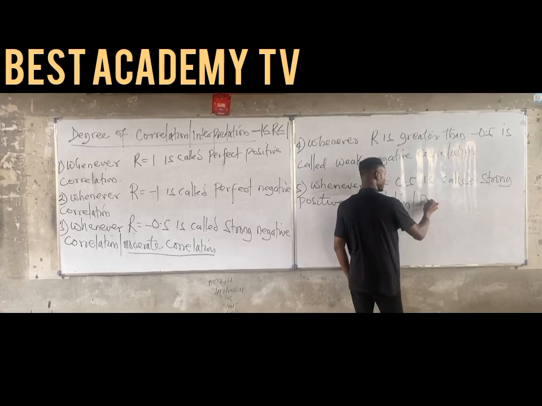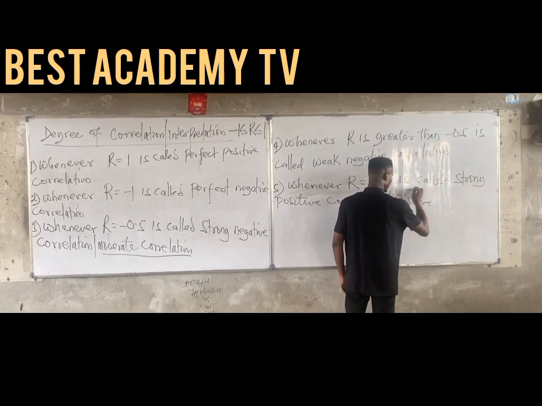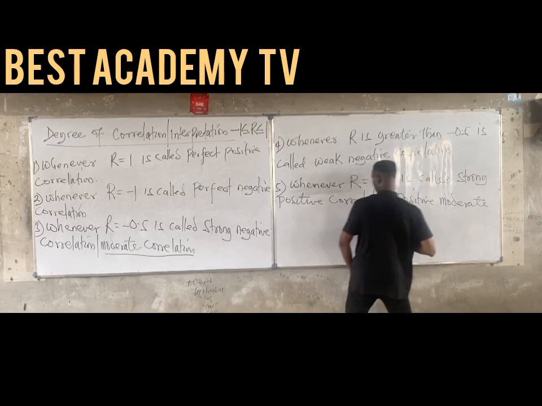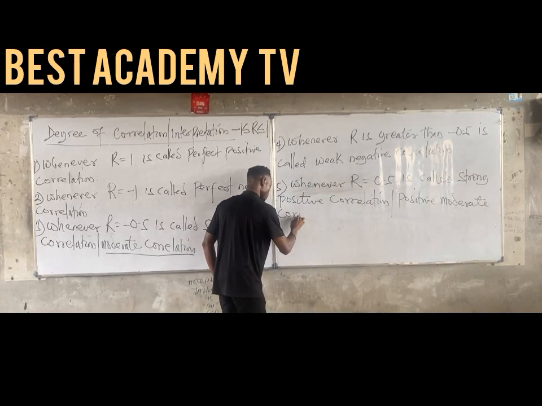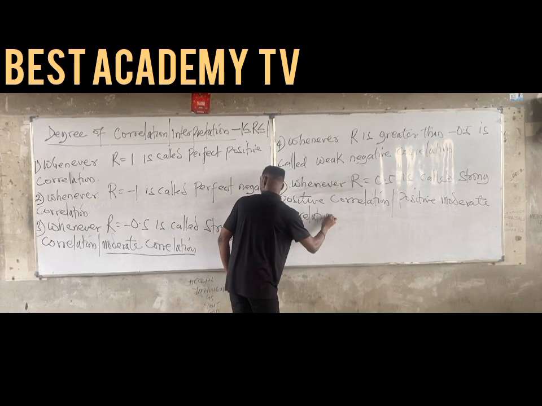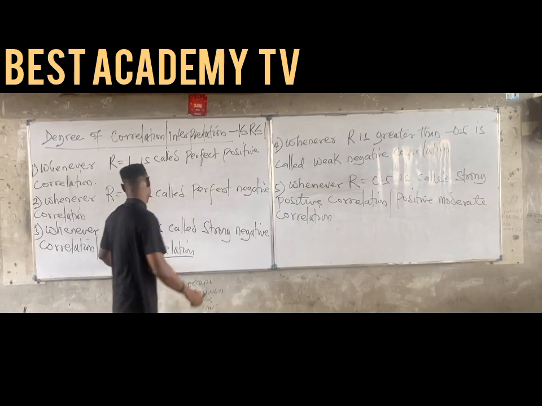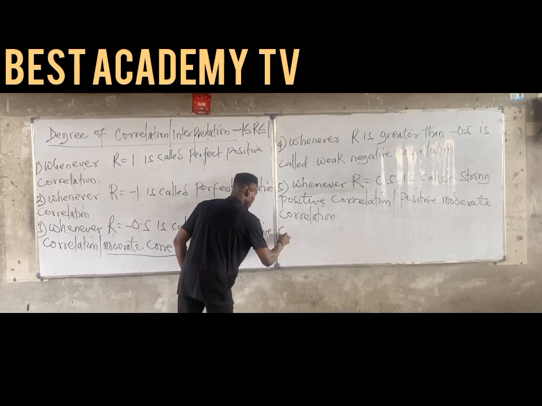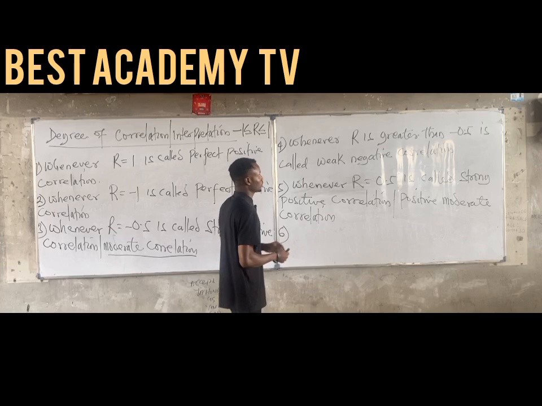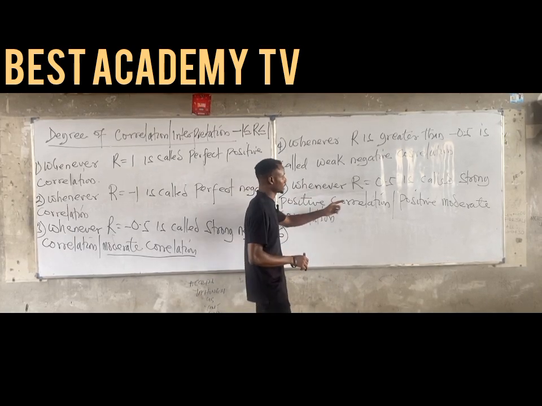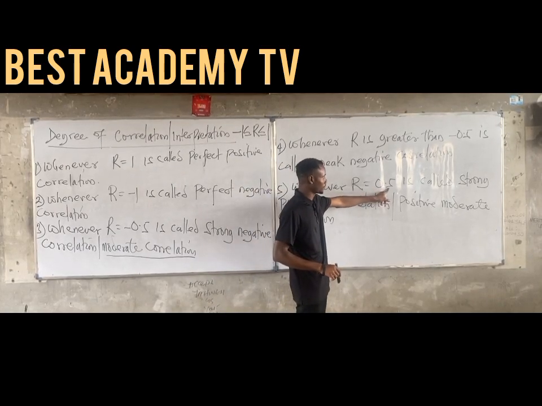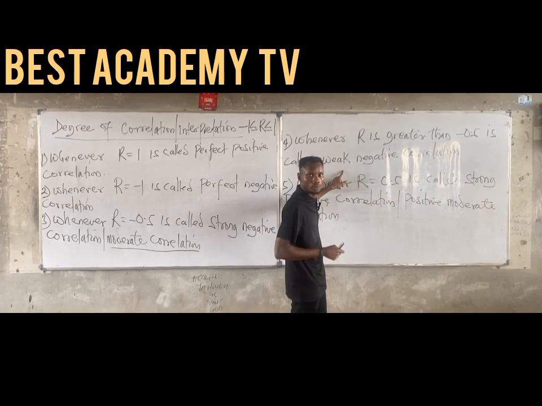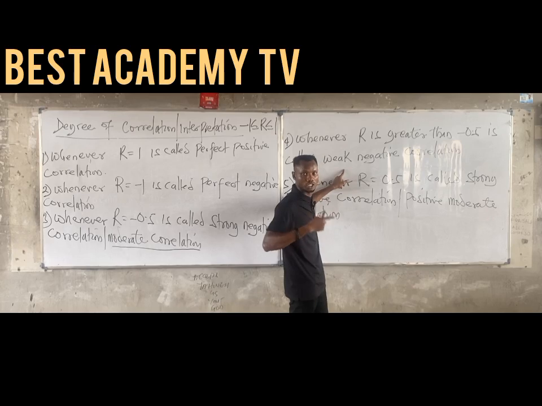Or positive moderate correlation. Okay, you can actually get this to be negative moderate correlation. Please take note. Now the next one here is whenever r is greater than 0.5. Any value greater than 0.5 should be classed as strong positive correlation.